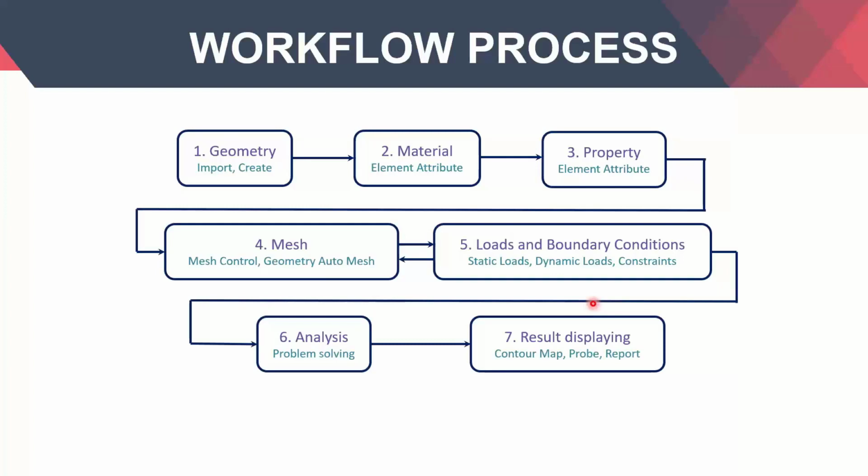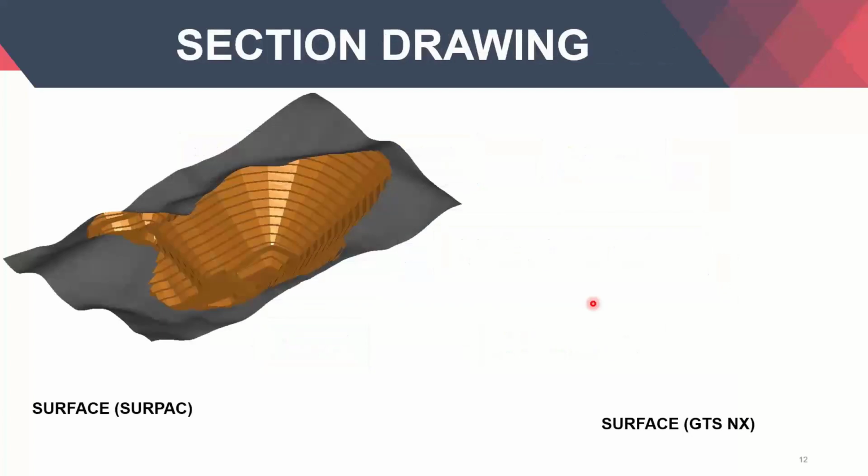Okay. Then we define the boundary conditions. Finally, we create the analysis case, and in the end, since this is a graphical user output, you'll have a contour map, you can have the probe options where you can pick any node and see the results, and the report. So next I'll show you the import file for GTS.